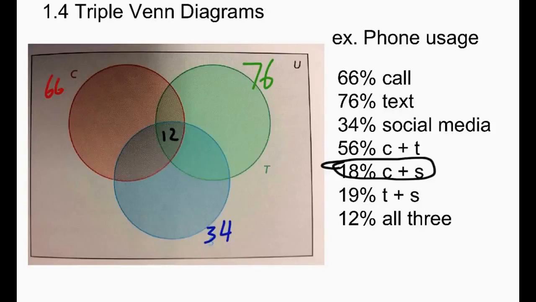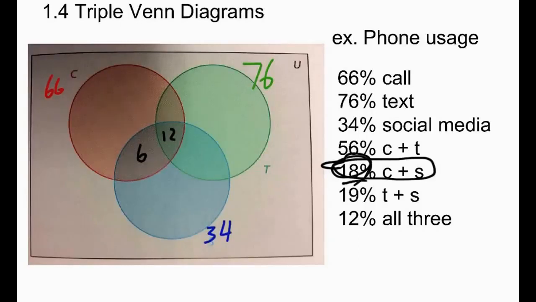Let's continue with it. Let's go back to the one I circled here. We know that 18% of the people do calling and social media. So that means we know this total is 18%, but we also know that 12 is the overlap of all three. So if 18 is the two parts, and we already know one is 12, then this one would have to be 6, right? So that 12 plus 6 has to equal the 18. And we could do the other ones the same way.